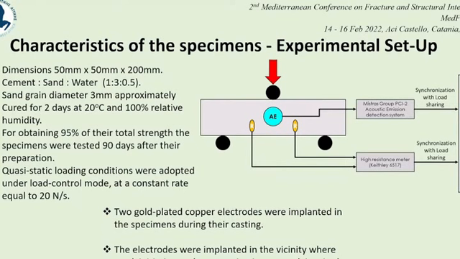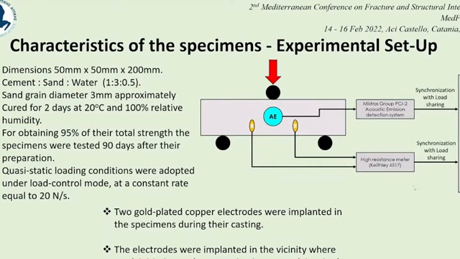and quasi-static loading conditions were adopted under load control mode and a constant rate of 20 newtons per second. For monitoring the electrical resistance, two gold plate electrodes were implemented during the casting of the specimen, and their location was near the center of the specimen where the crack initiation and propagation was expected.